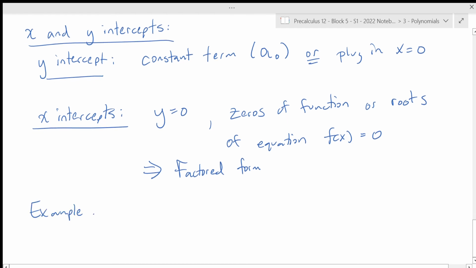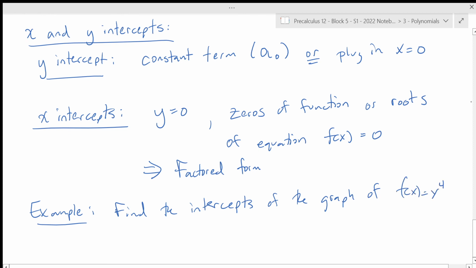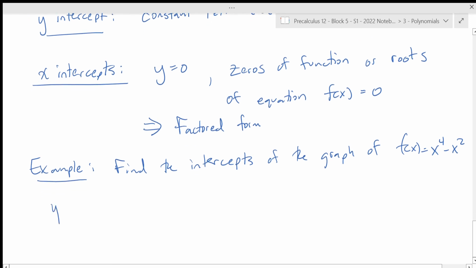Okay? Find the intercepts of the graph of f of x equals x to the 4th minus x squared. Okay, so our y-intercept, we'll plug in x equals 0, which gives us f of 0, which is 0 to the 4th minus 0 squared, and that's just 0. So our y-intercept is 0.